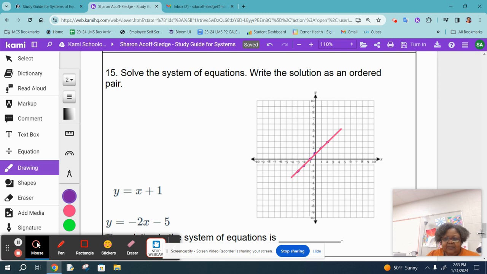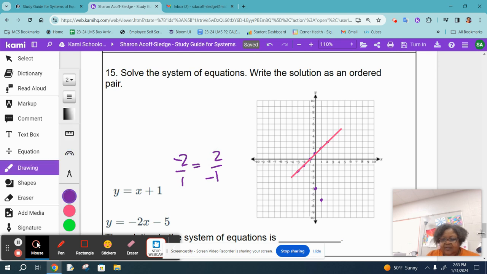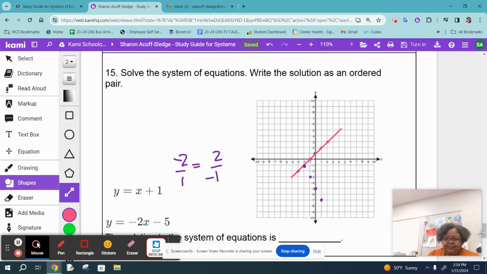Okay, then the next one, my y-intercept is -5, and then my slope is -2. So I can go down 2 and over 1. So I can do this, or I can do this. Both of those are the same number. So I can go up 2 and back 1. And I do that because I see I need to go in that direction to reach my line.